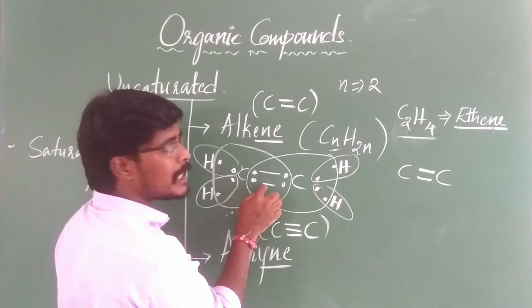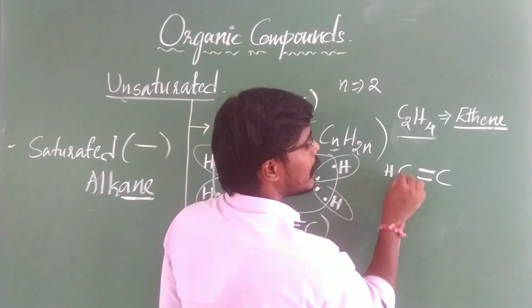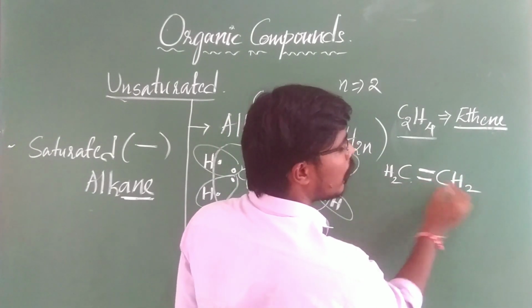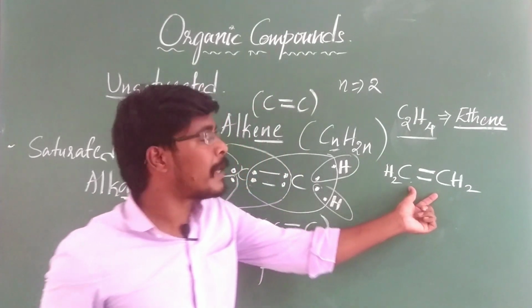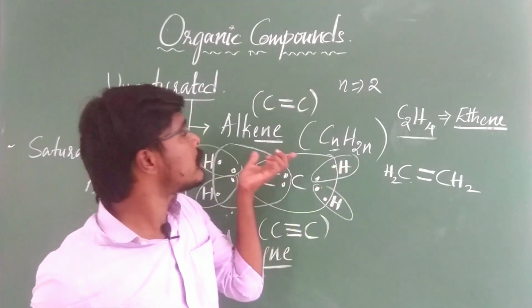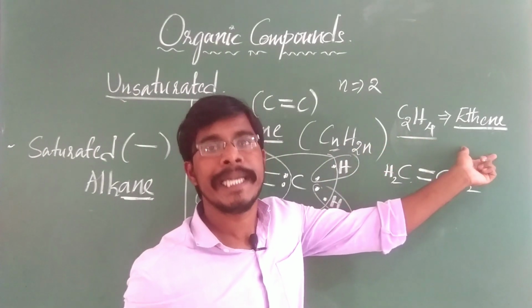So how many bonds are present between the carbons? 2 bonds. So it is double bonded. So here H2 and H2. This is called ethene. Due to the double bond which is present between the carbon atoms, those are called alkenes. And the first member of alkene is ethene.